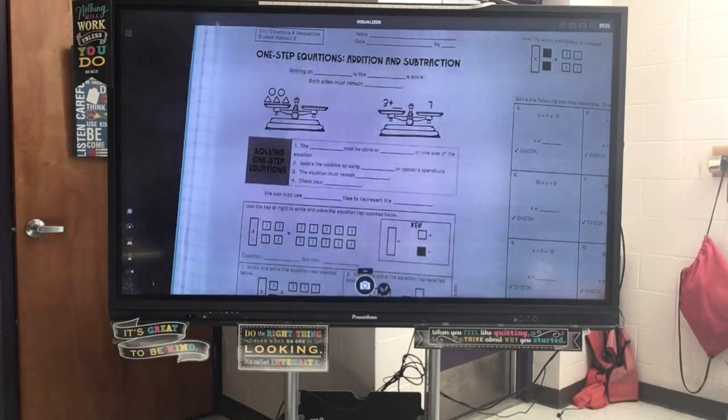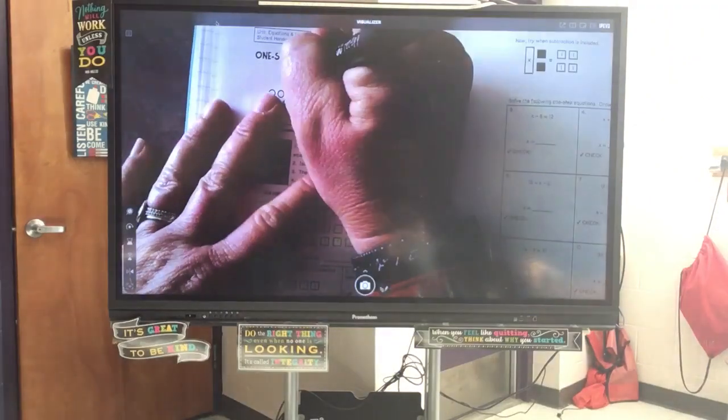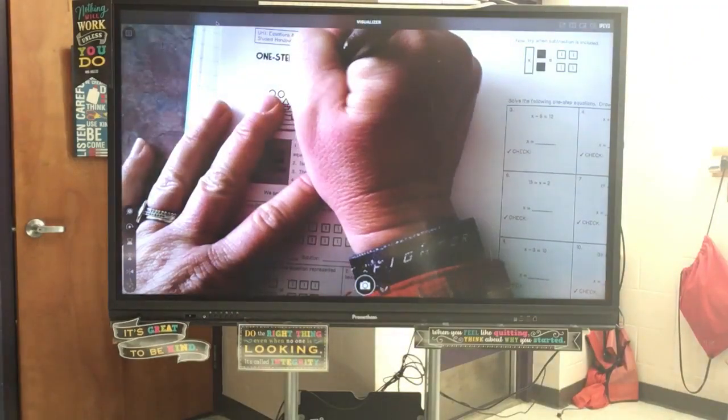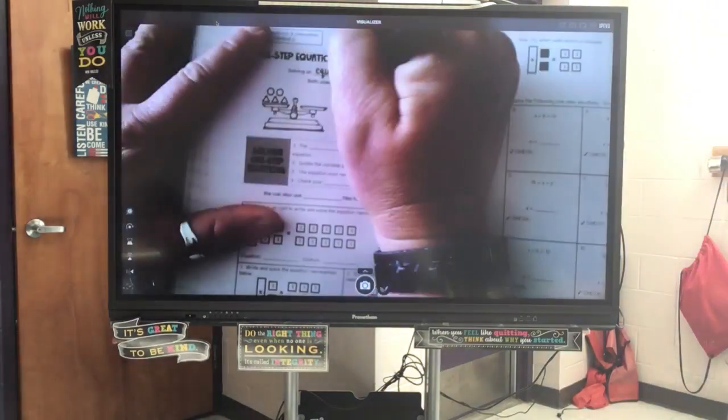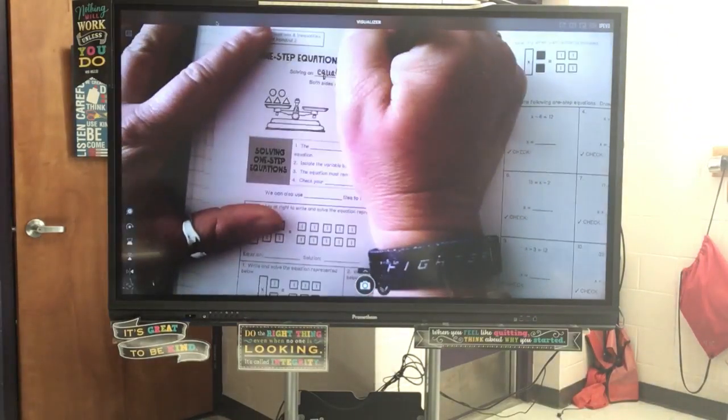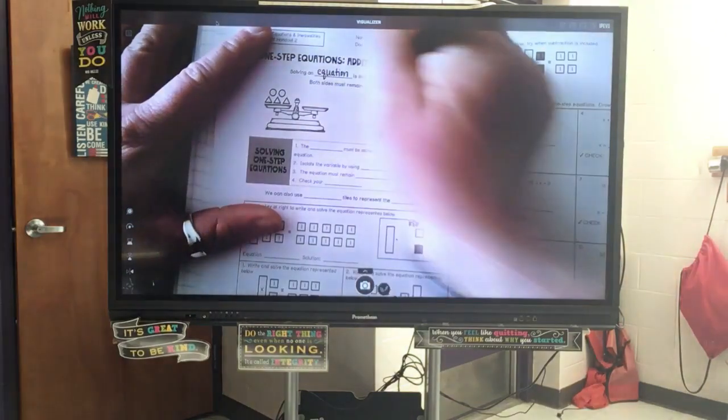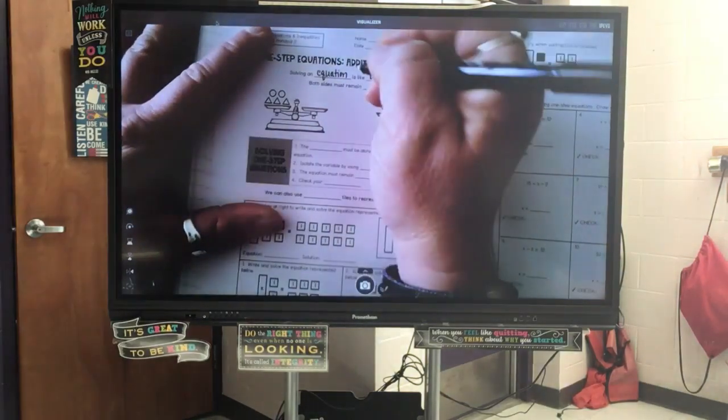So solving an equation is like balancing a scale. Both sides must be equal.